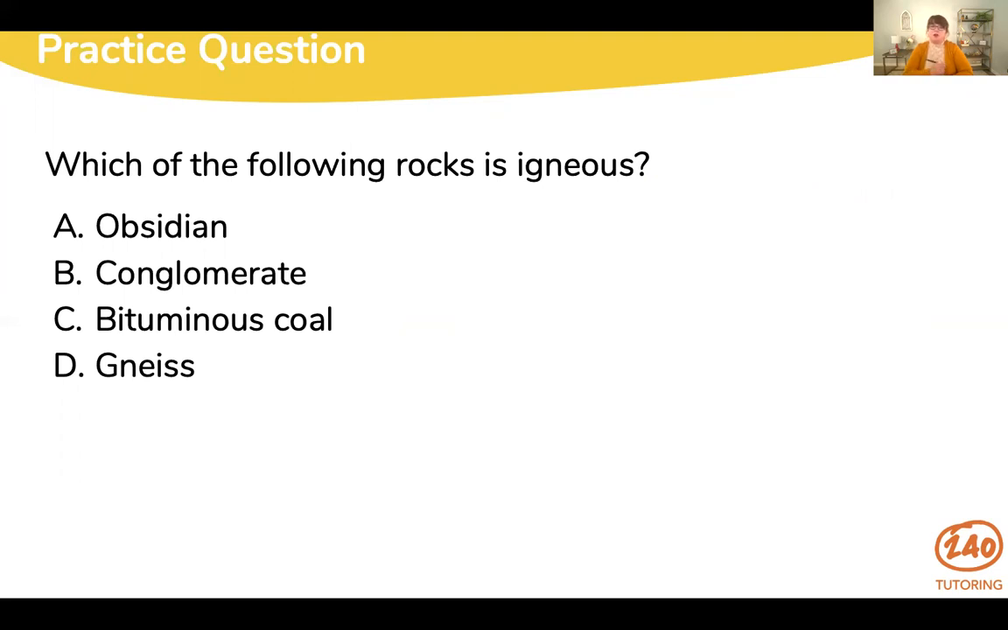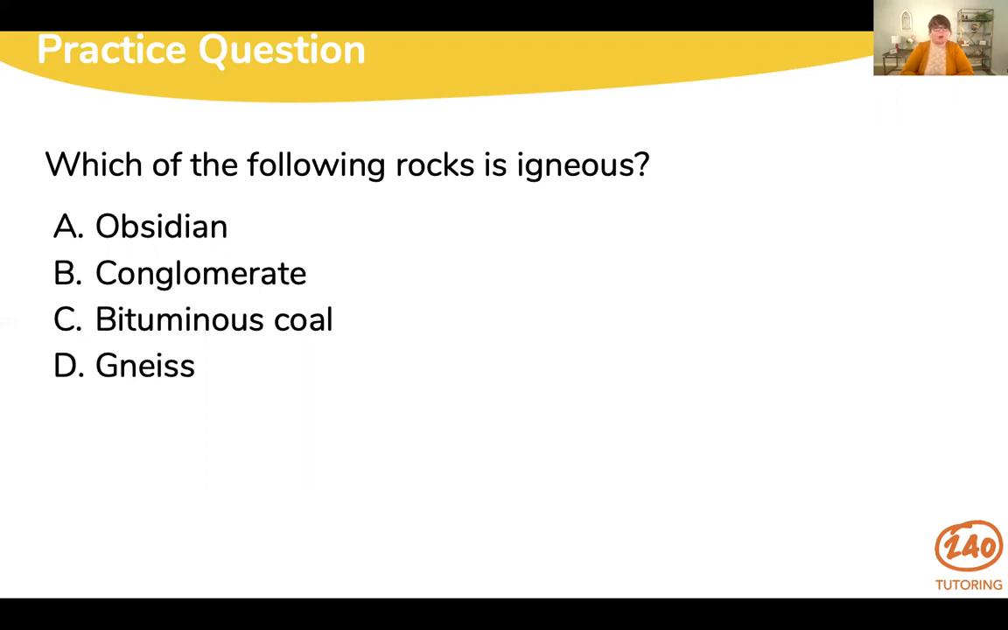Which of the following rocks is igneous? And guys, you're either going to know this or you're not. So you just have to go with your gut, take your best guess, and move on. Now, you've heard me say that if you've watched these videos already, but that's the same in this case. You either just know or you don't.